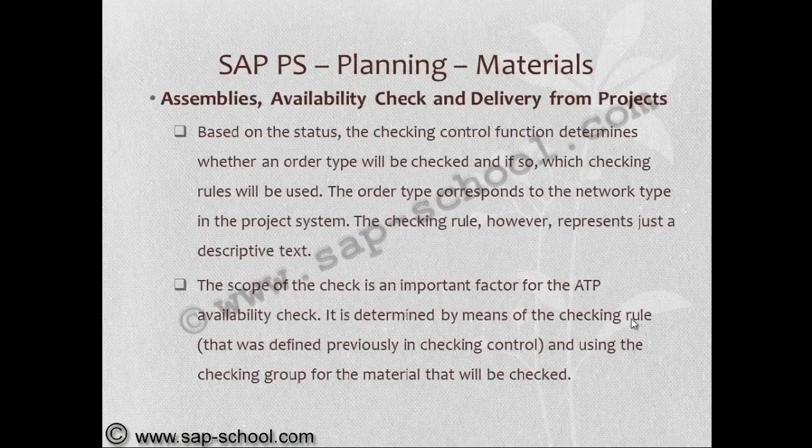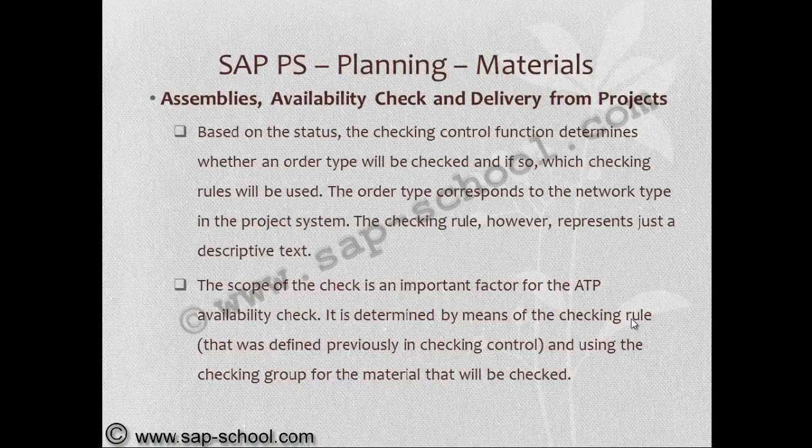So based on the status, the checking control function determines whether an order type will be checked, and if so, which checking rules will be used. The order type corresponds to network type in the project system. The checking rule, however, represents just a descriptive text.